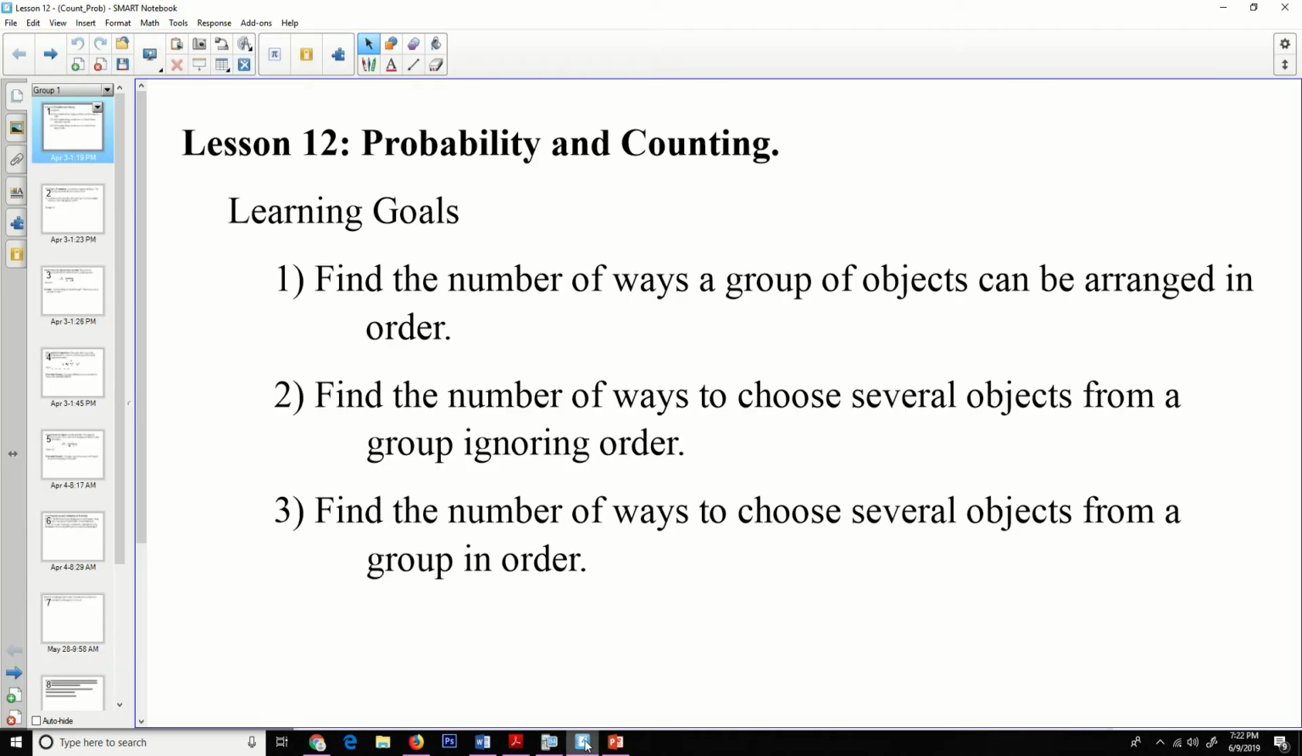Let's get to it. First, today we are going to find the number of ways a group of objects can be arranged in order. Then we're going to find the number of ways to choose several objects from a group, ignoring order. And then we're going to find the number of ways to choose several objects from a group in order and talk about the probabilities that go along with that.